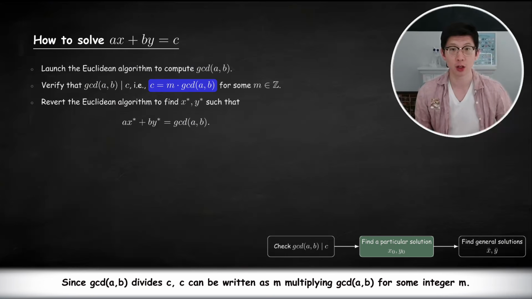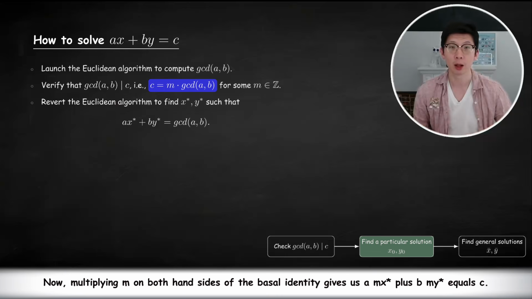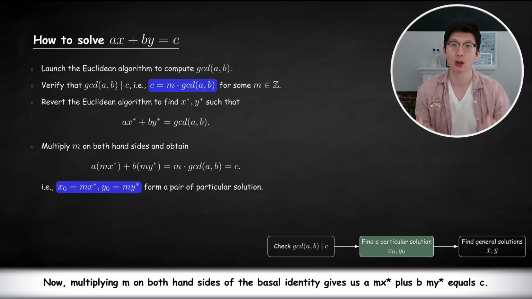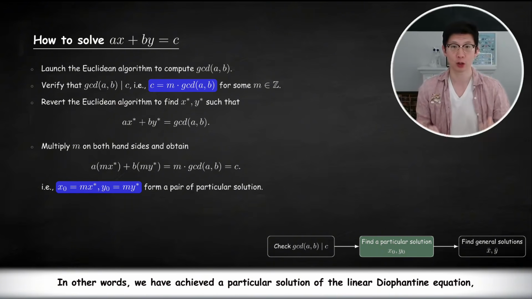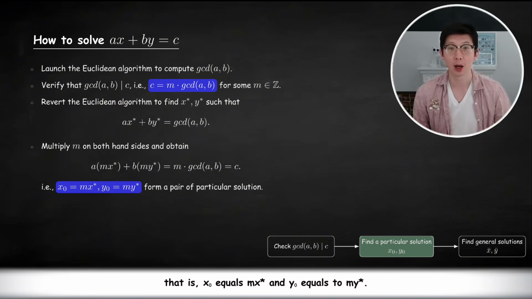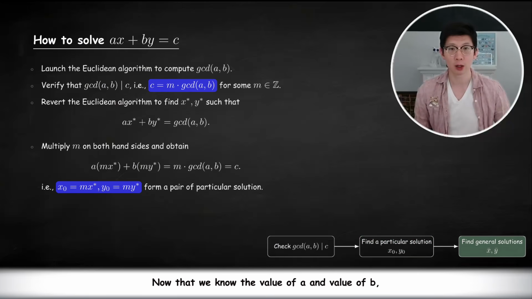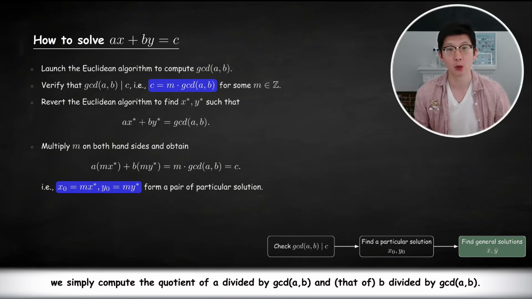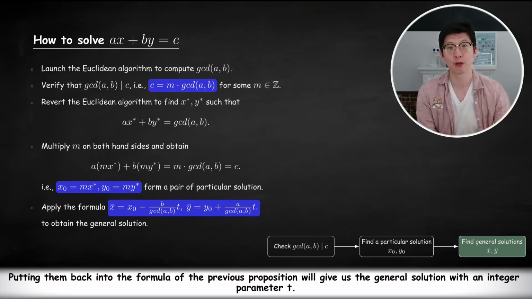Since GCD-AB divides C, C can be written as m multiplying GCD-AB for some integer m. Now, multiplying m on both hand sides of the Bezout identity gives us a m x star plus b m y star equals c. In other words, we have achieved a particular solution of the linear Diophantine equation. That is, x0 equals m x star and y0 equals m y star. Now that we know the value of a and value of b, to finish our mission, we simply compute the quotient of a divided by GCD-AB and b divided by GCD-AB. Putting them back into the formula of the previous proposition will give us the general solution with an integer parameter t.